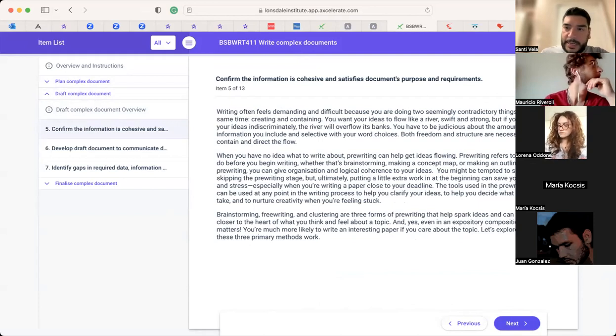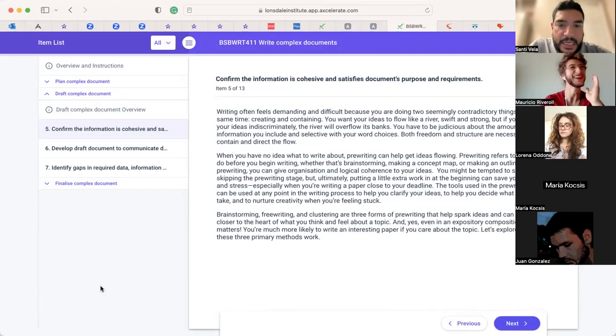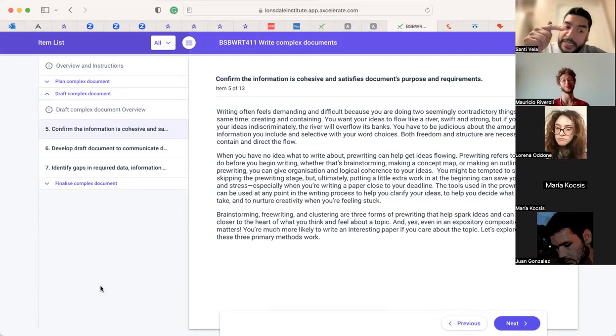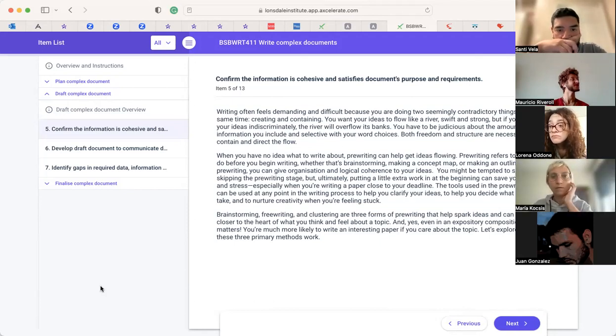So let's have a look at that. Writing often feels demanding and difficult because you are doing two seemingly contradictory things: creating and containing. Creating information and containing that information in a way that is digestible by people. That's why we have discussed before that synthesis is the key to effective communications.